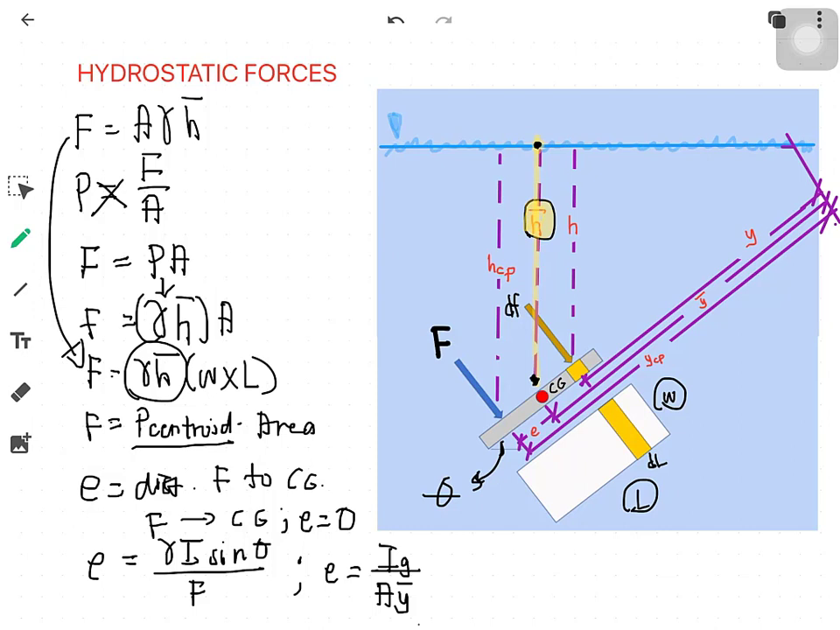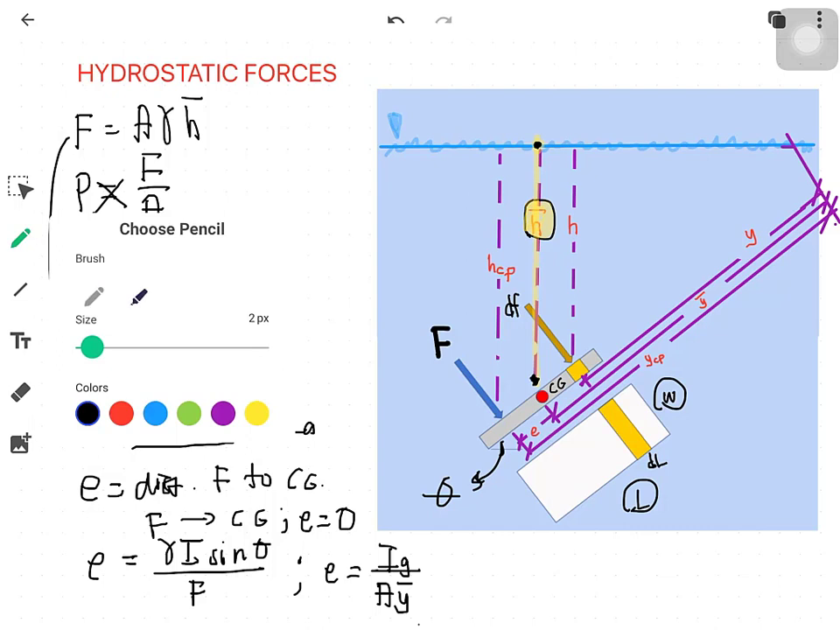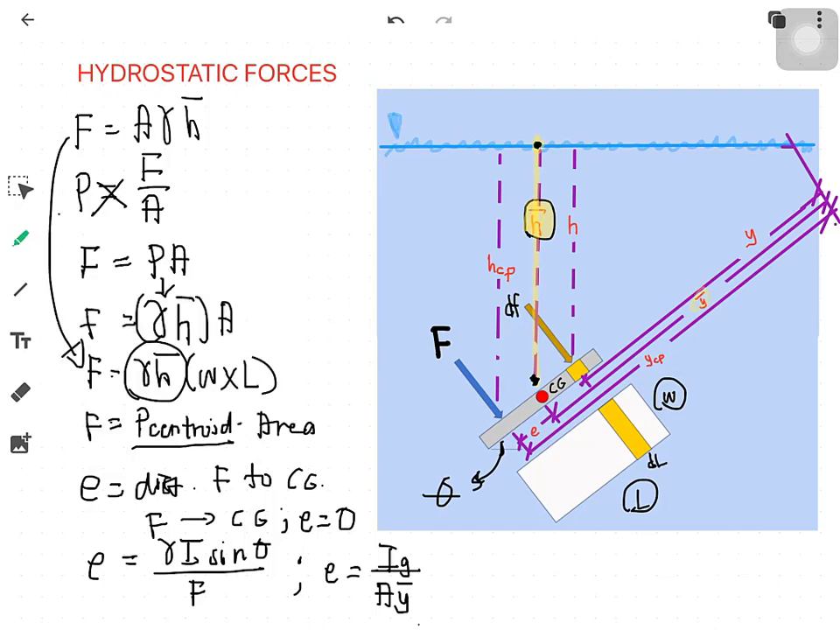Bar Y is the distance from the center of gravity, parallel to the inclination of your object, up to the surface of your fluid. So the difference between bar Y and bar H: bar Y is parallel to the inclination of your object, while bar H is the vertical distance. So that will be the formula that we will use in hydrostatic forces.